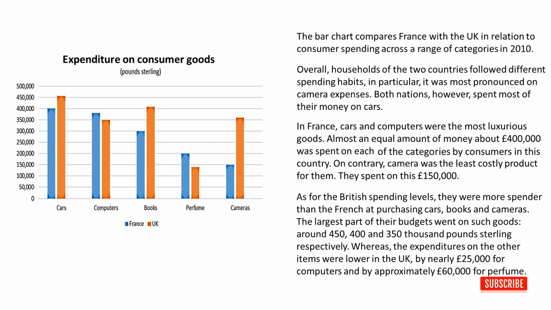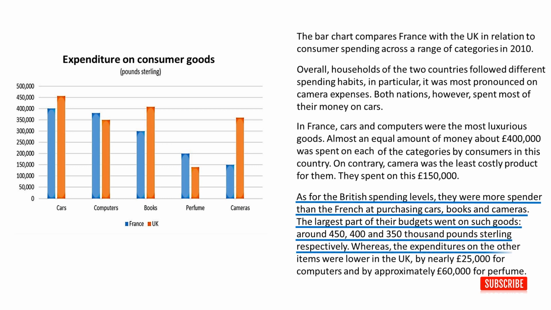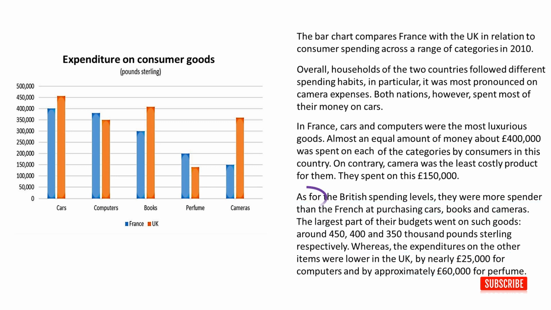In the last paragraph, I described the British spending levels by comparing them with the French expenditure. As for the British spending levels, they were higher than the French, at purchasing cars, books and cameras. The largest part of their budgets went on such goods, around £450,000, £400,000 and £350,000 sterling respectively. Whereas, the expenditures on the other items were lower in the UK, by nearly £25,000 for computers, and by approximately £60,000 for perfume.